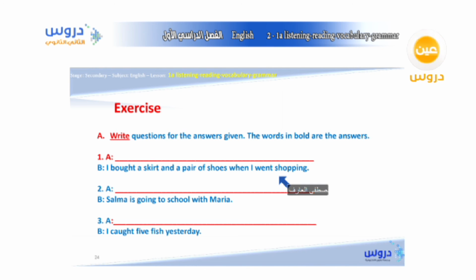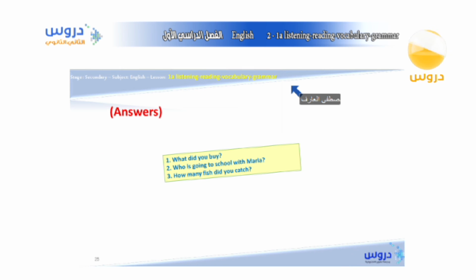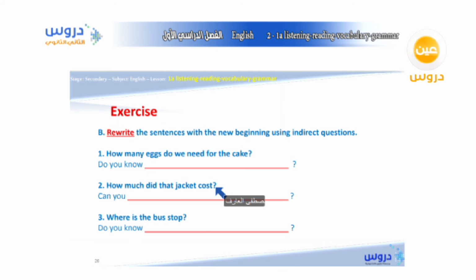So here we have the answers, and here are the questions. What did you buy? I bought a skirt and so on. Who's going to school with Maria? Selma is going to school with Maria. How many fish did you catch yesterday? I caught 5 fish yesterday.